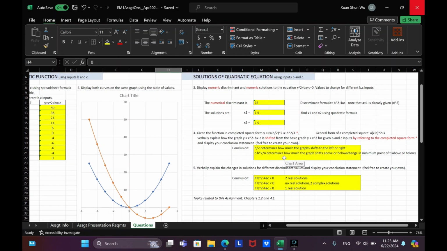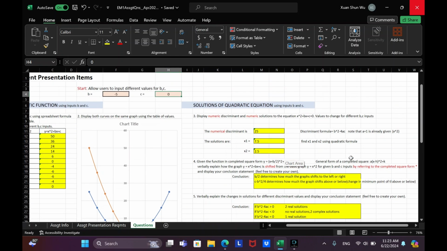For c minus b squared over 4, it is the same as k in the general form of the completed square. So I can determine that it is how much the graph shifts above or below, and it's the same as the change in minimum point of the graph.